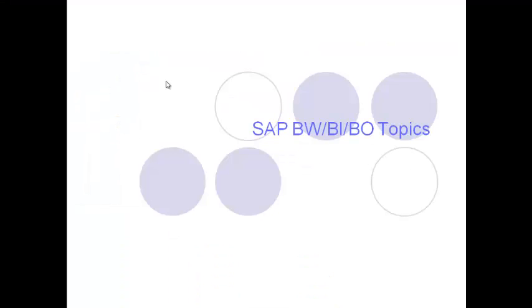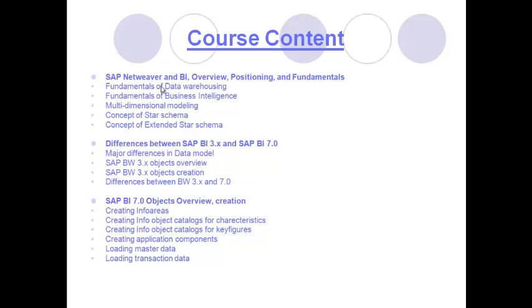So here we are going to see what topics we are covering in SAP BI BO. First of all, we will start with the NetWeaver basics and overview, all the fundamentals of data warehousing, business intelligence, multi-dimensional modeling, and the concept of star schema and extended star schema, which are basics and prerequisites, as star schema and extended star schema are the base for SAP BI. After that we will cover the differences between SAP BI 3x and SAP BI 7.0, and then, when the course ends, we will see the differences between SAP BI 7.0 and BI 7.3, because there are very few differences and a few additional info providers, so we will see that.